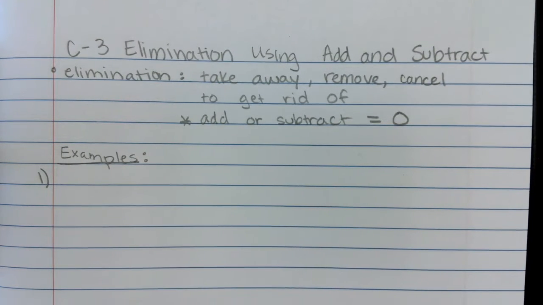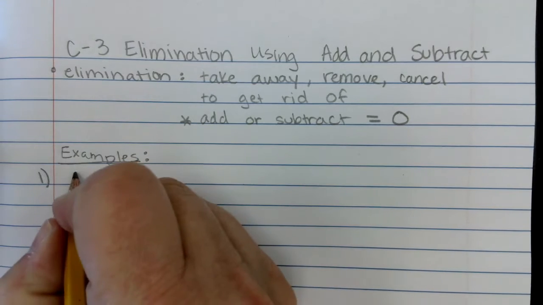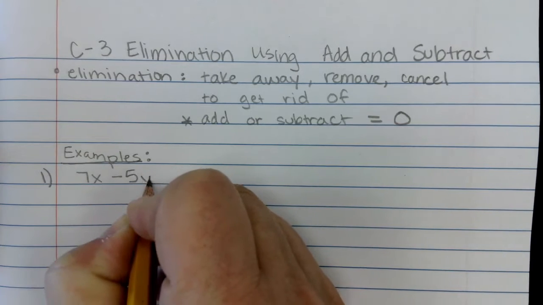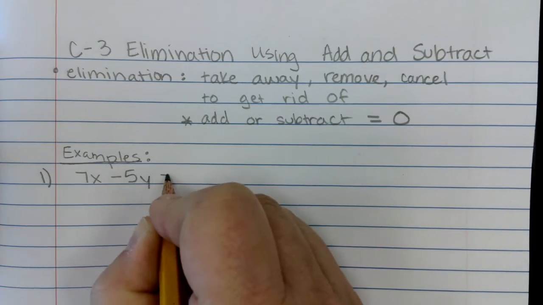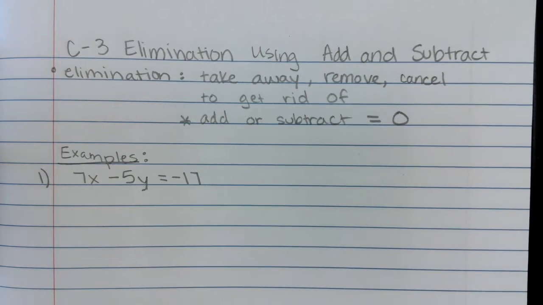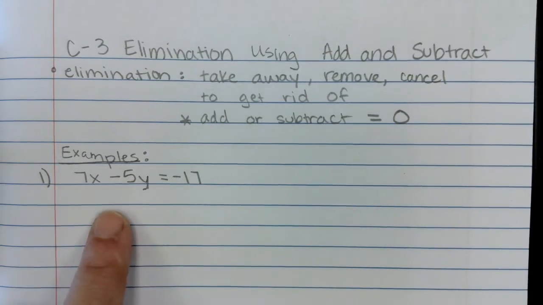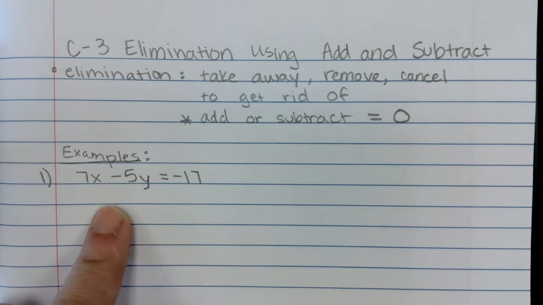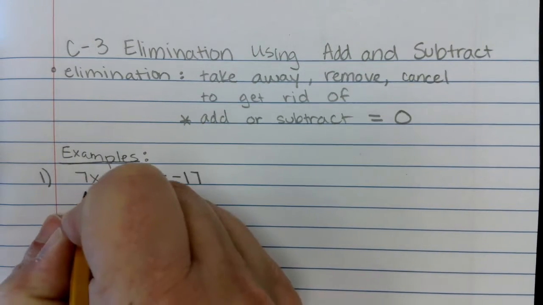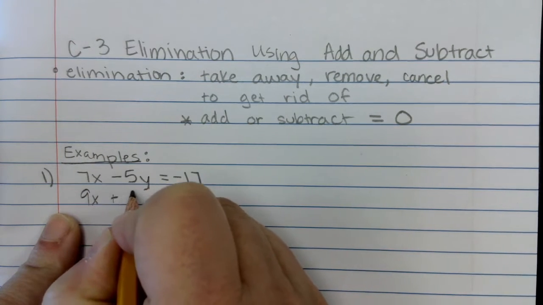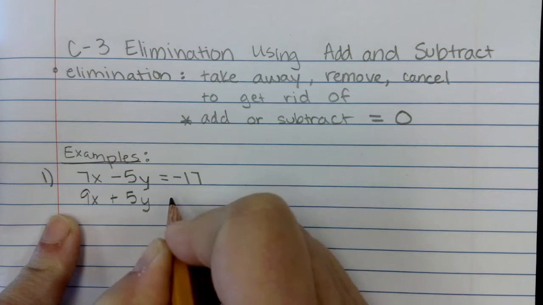But when you become a super mathematician, when you go to Algebra 2 or you're in college taking some college classes, you're going to be dealing with some more. So our first one, we have 7x minus 5y equals negative 17. And then our second equation, we have 9x plus 5y equals 1. We'll get it figured out.